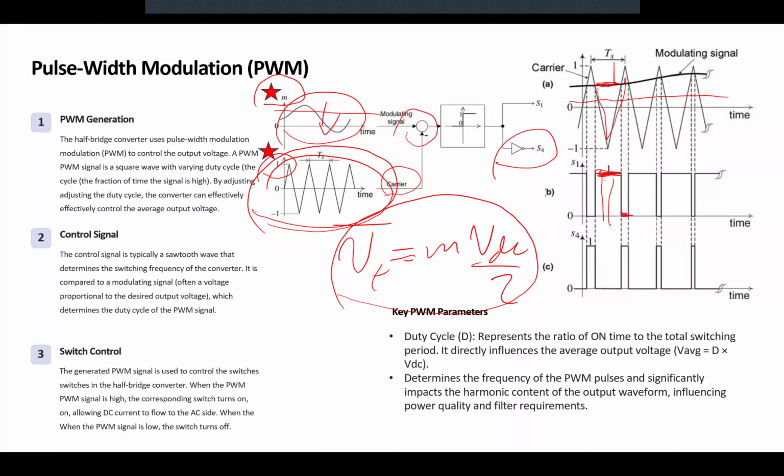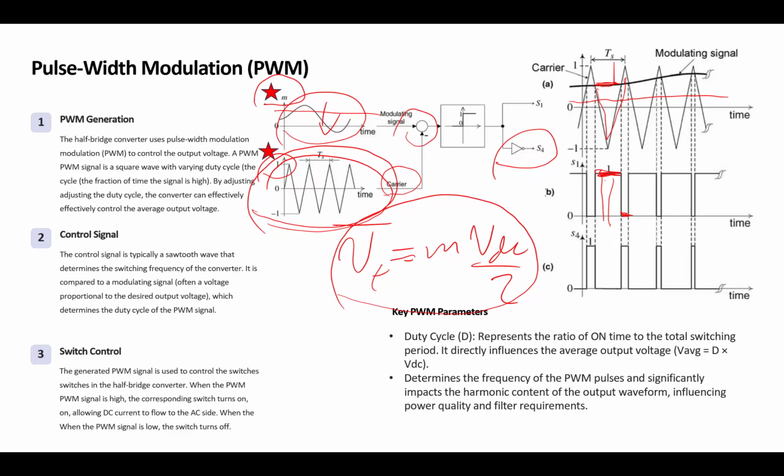Make sense? So the level of the reference voltage, which is M, that I started over there, could define the average voltage at the output. So we control the gain of our inverter by controlling how big the reference signal is, the magnitude of the reference signal. Make sense? This is one of the controls that we have with the PWM over our inverter.